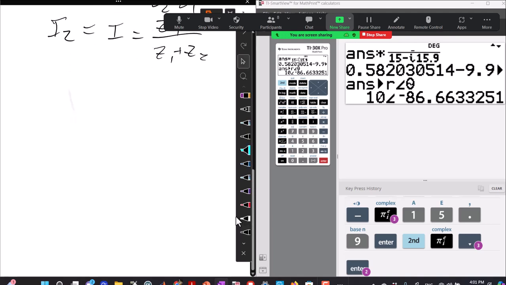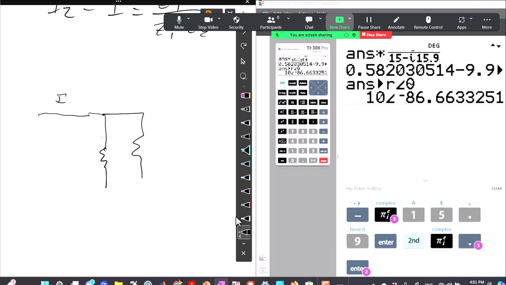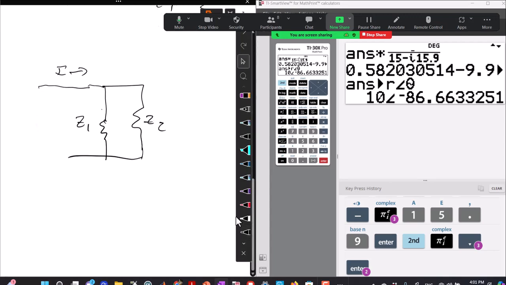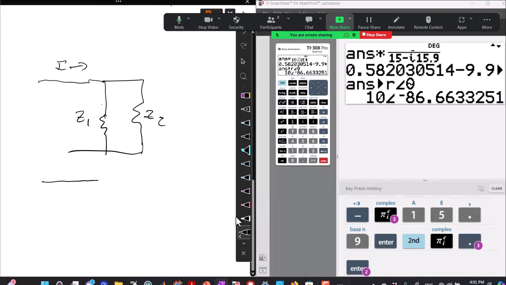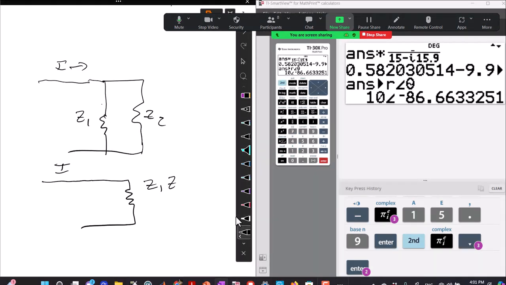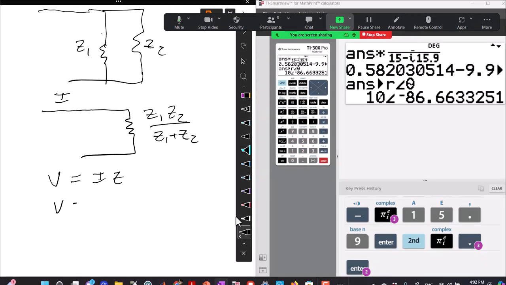Okay, but then you can also look at it another way. Let's say I have a current here, and this is I, and this current breaks up into 2 resistors, or 2 impedances. I know what the total current is, and I find the equivalent impedance, and this becomes Z1, Z2 over Z1 plus Z2. So that's my equivalent impedance. From that, I can get the voltage, because Ohm's law tells me V equals IZ, or V equals I times, in this case, Z1, Z2 over Z1 plus Z2.